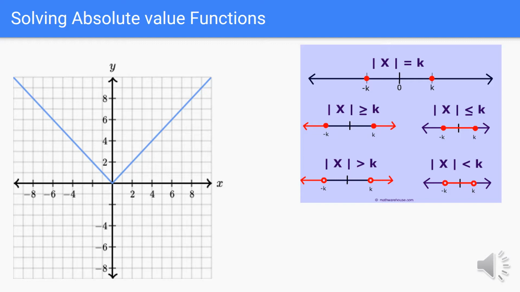The difference between an open circle and a closed circle simply means whether it's included or not. If it's a greater than or less than, it is not included. But if it's greater than or equal to, or less than or equal to, it is included.